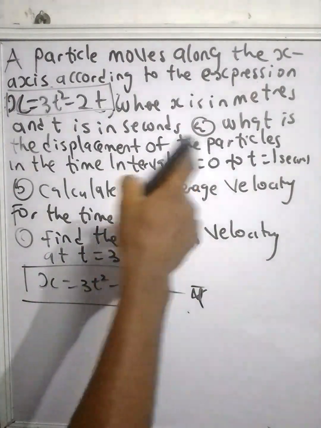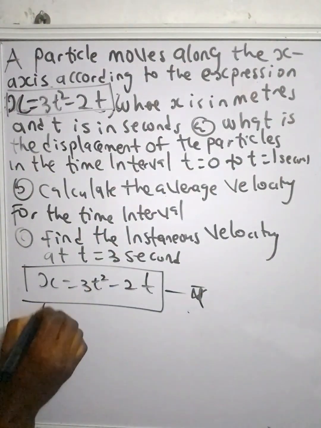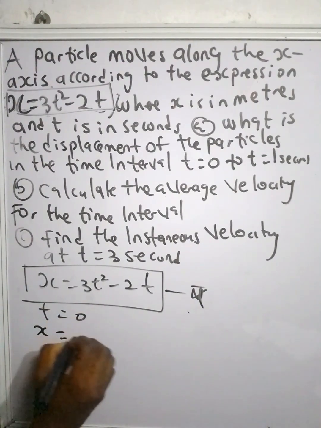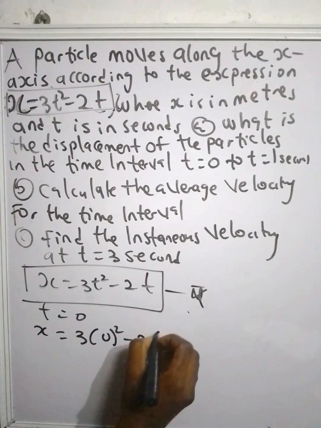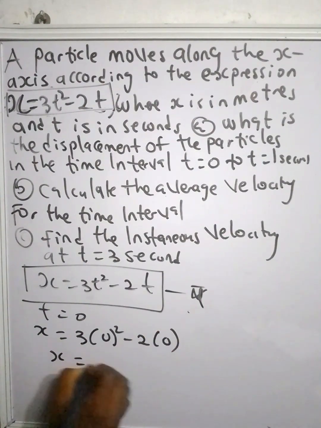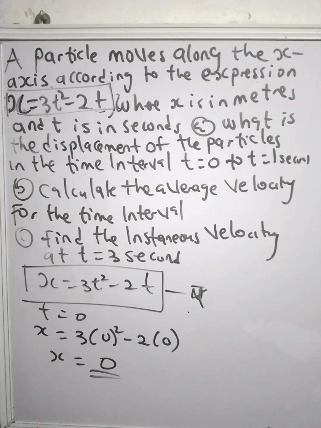But let's try to solve it. Let's go. So at time t equal to 0, s is going to be 3 into bracket 0 square, minus 2 into bracket 0. That means everything will be 0, right? Now, if you check the second aspect, it's also very, very easy.